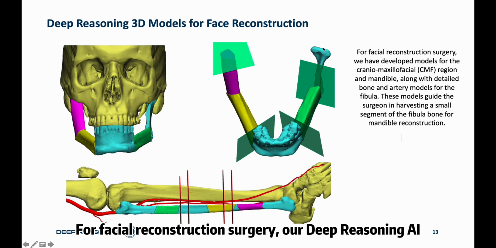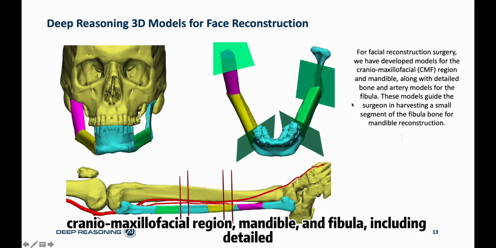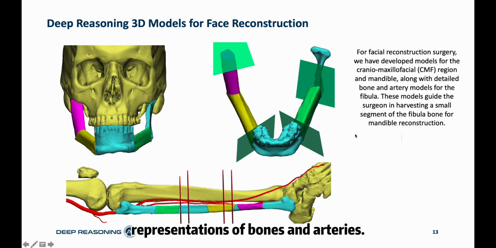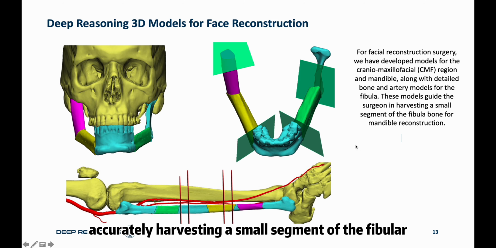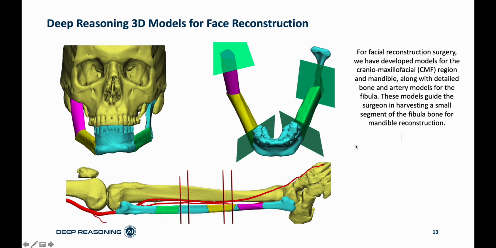For facial reconstruction surgery, our Deep Reasoning AI models deliver precise, anatomy-aware segmentation of the cranio-maxillofacial region, mandible, and fibula, including detailed representations of bones and arteries. These models are designed to assist surgeons in accurately harvesting a small segment of the fibula bone for mandible reconstruction, ensuring optimal fit and function.